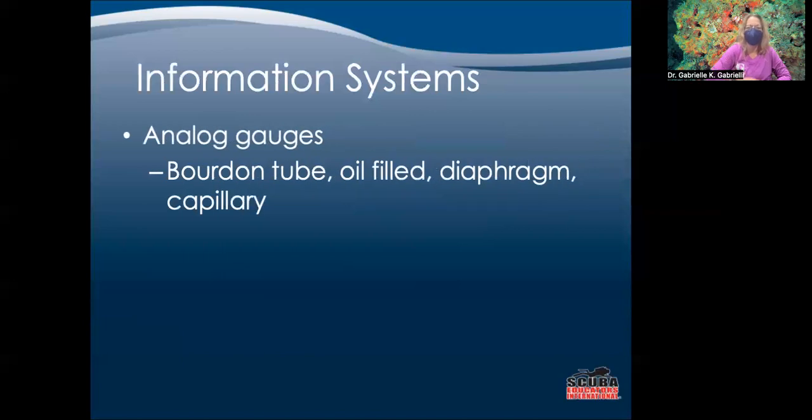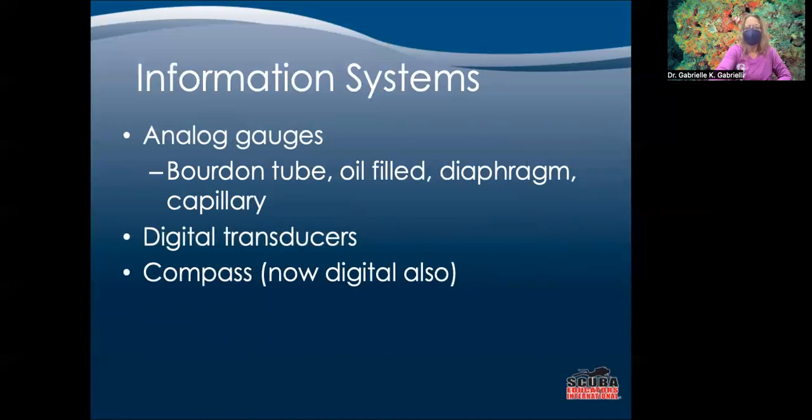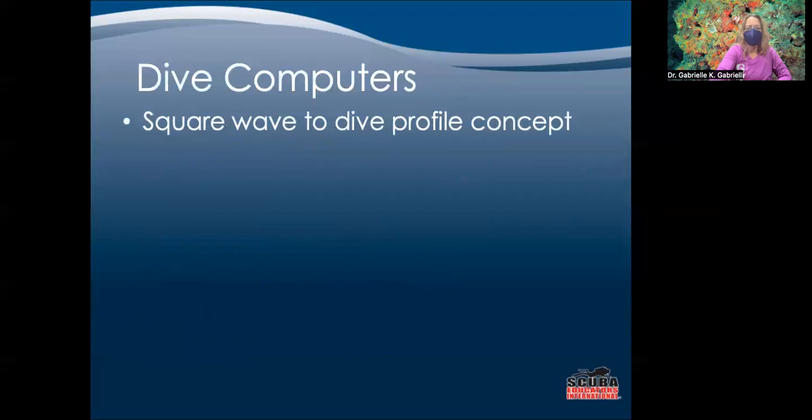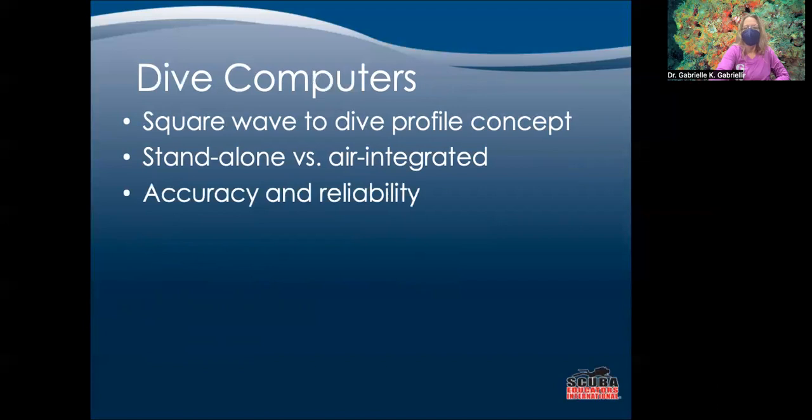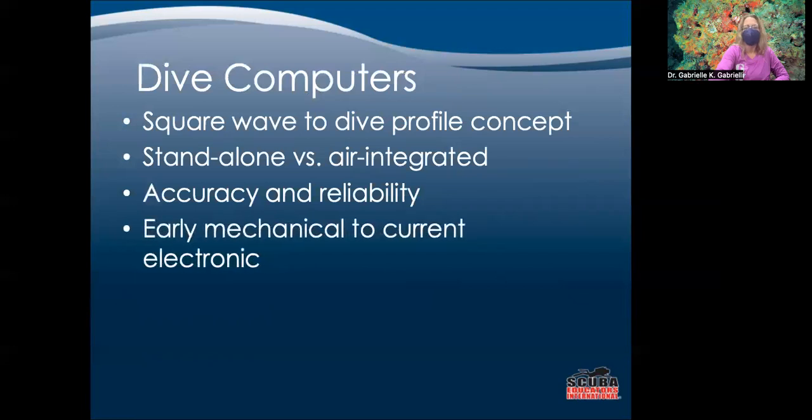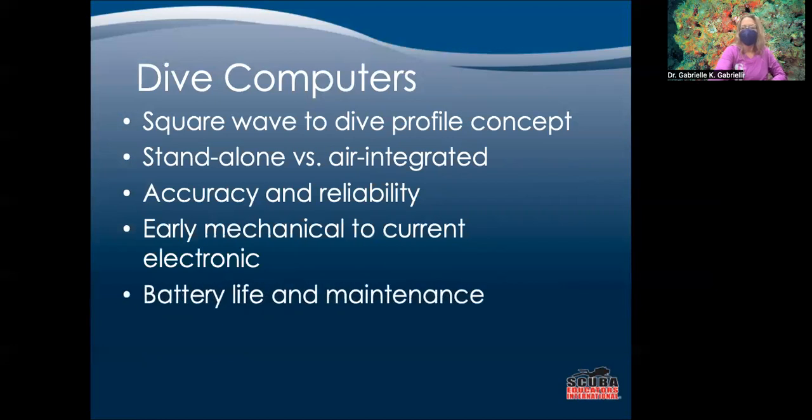Information systems: analog gauges, Bourdon tubes, oil filled diaphragm capillary versus digital transducers, compasses, which can also be digital, and timing devices. I don't really think we need to get into the nitty gritty of those. Dive computers, square wave to dive profile concept, standalone versus air integrated. Accuracy and reliability, of course, is higher on digital versus analog. Early mechanical to current electronic. Battery life and maintenance. Batteries are getting a lot better too.